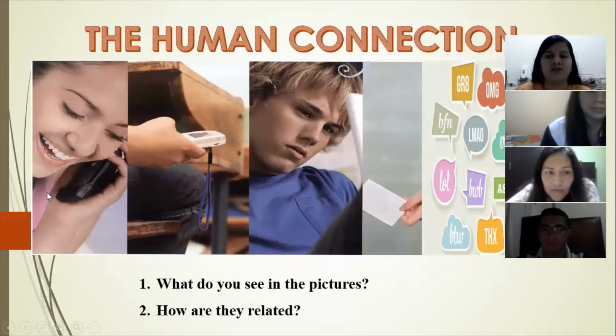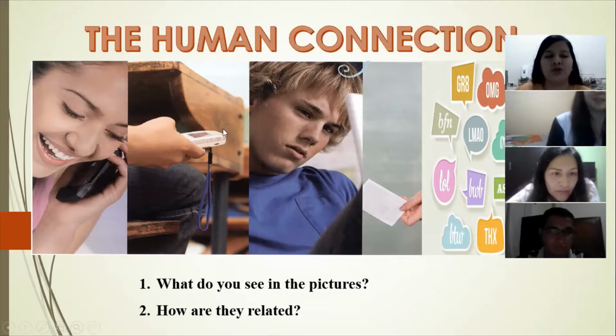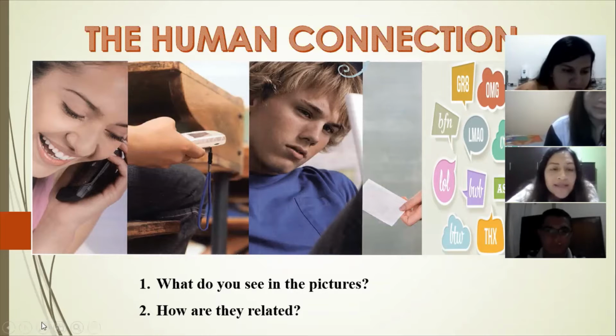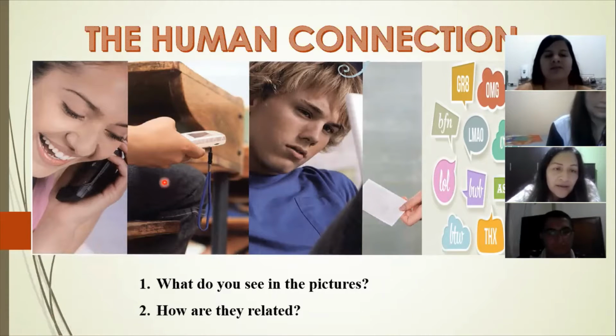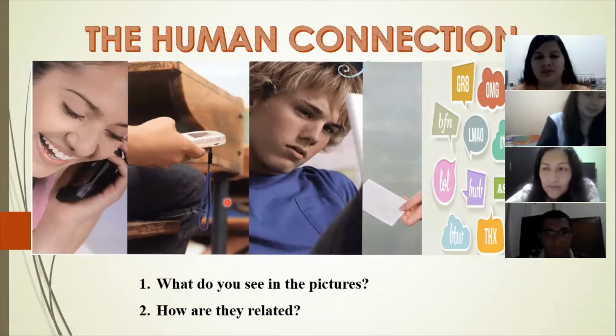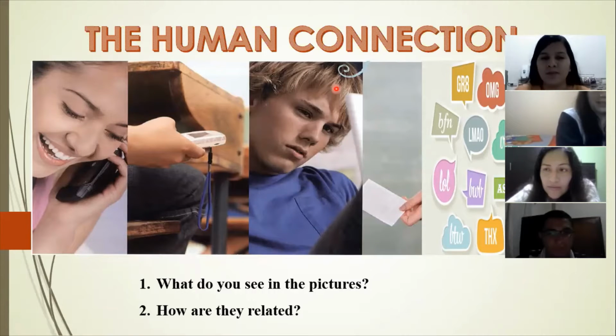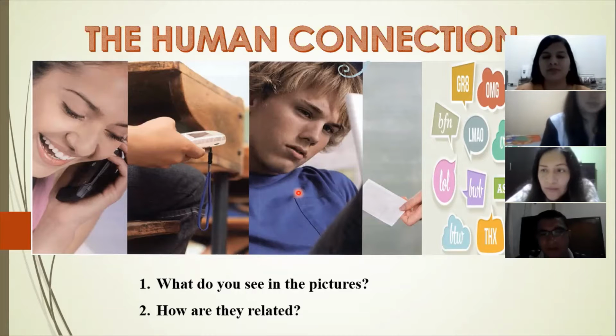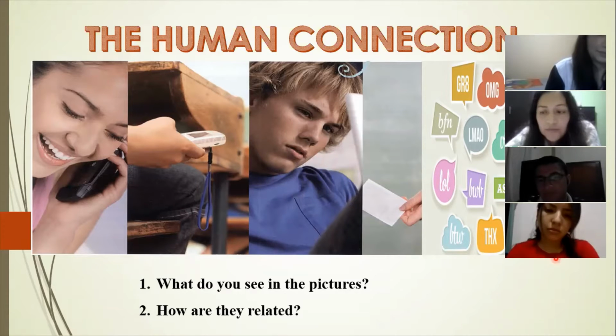Gladys, can you tell me what you see in the first picture? In the picture, I see people who use different media to communicate. Okay. Viviana, what do you see in the second picture? I can see a person sending a text message on a cell phone. Okay. Jonathan, what do you see in the next picture? I can see a man thinking. I think that he's trying to communicate with another person. And Fabiola, what do you see in the next picture? I see a person who possibly gives a letter to another person.